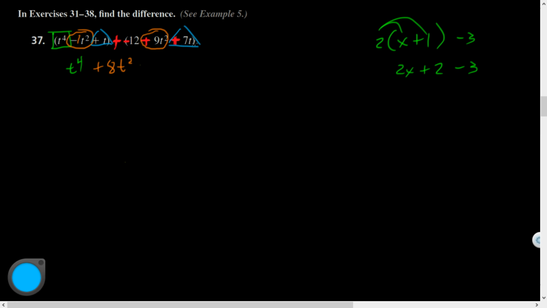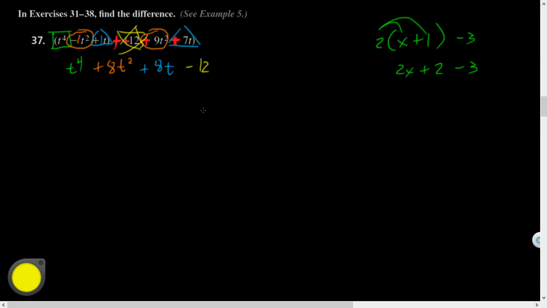Well, no, the 7t became plus. So 8t. And then I've got this minus 12, and I'll just make like a star, I guess. There. Minus 12, and they didn't have any friends. But you're a star, negative 12. You're a star. So there we go.